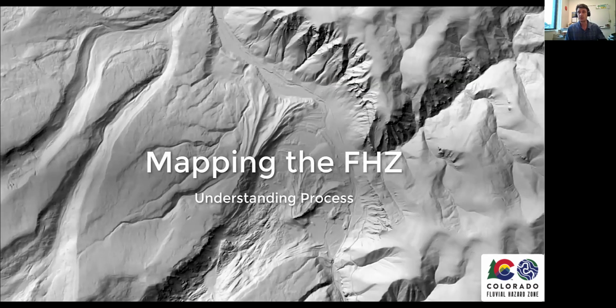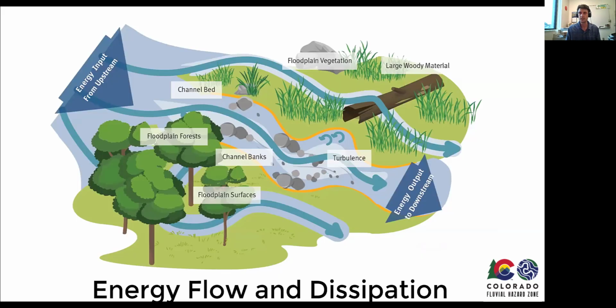So to map the fluvial hazard zone, first we need to think about processes. There's a lot of different processes to account for. One is the balance of energy flow and dissipation through a river reach. As floodwaters enter a reach, they're going to interact with a lot of elements within the channel and floodplain.